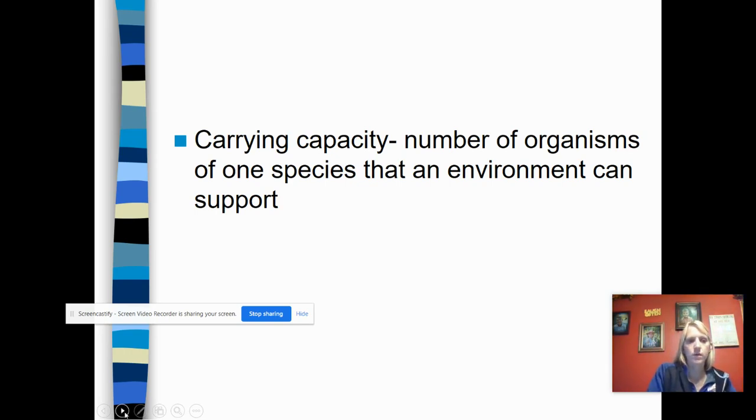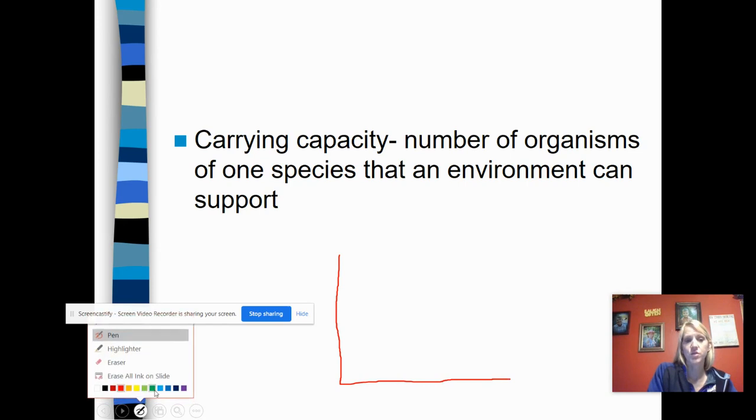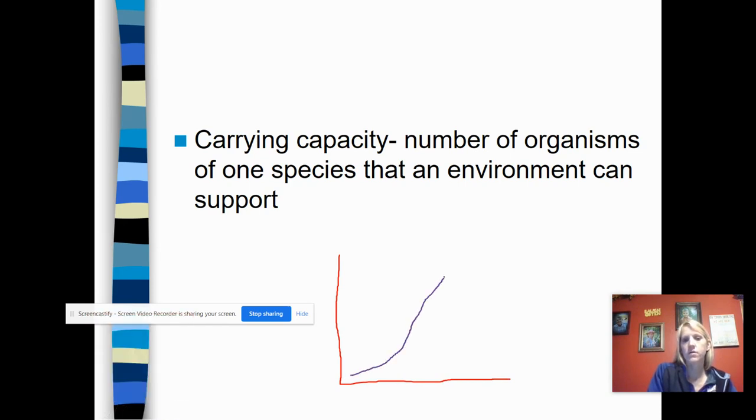I'm going to draw it here. So we have our graph. Let's do purple. J curve: unlimited resources, that's exponential growth. Then you run out of resources, and then you go too high, too low, too high, too low. And what I just reached there is the carrying capacity.